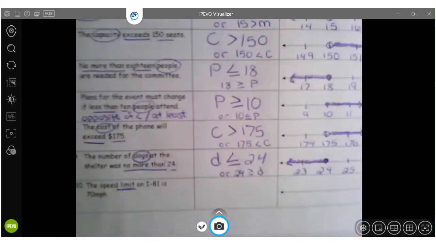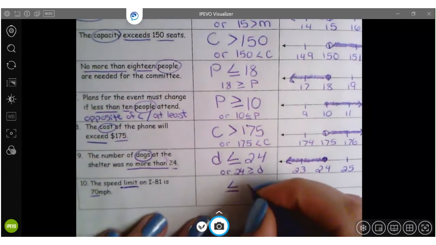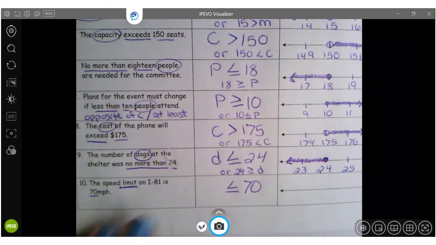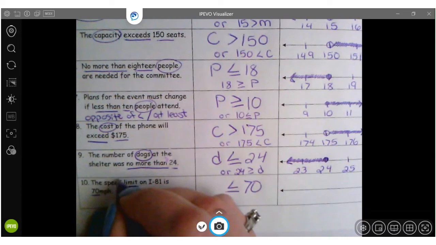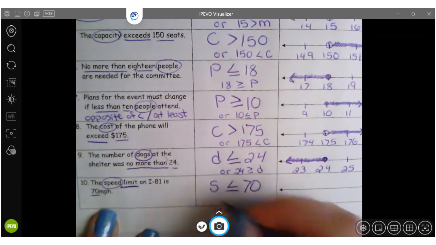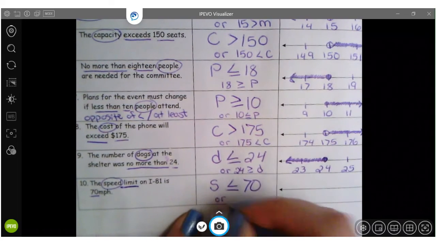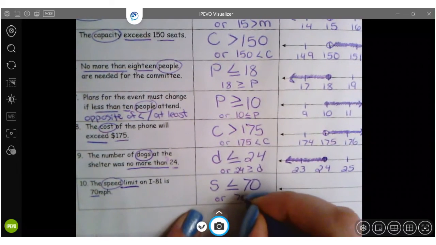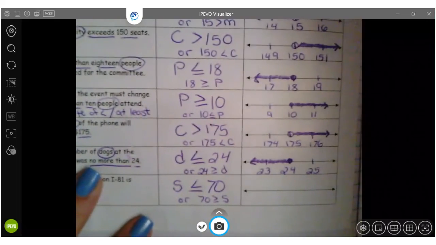So I will write less than or equal to. I'm comparing that to the 70 miles per hour. And I need to pick a variable. You could do S for speed limit or L for limit. I'm going to do S for speed limit. So the speed limit, or the speed that you can drive, is less than or equal to 70 miles per hour. I could rewrite that if I wanted. 70 is greater than or equal to S, but again, my keywords are if my variable's on the left. And then I just have to graph this.